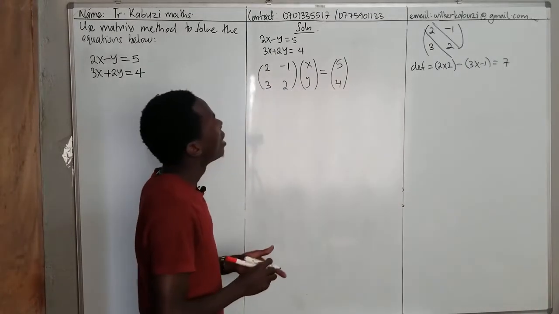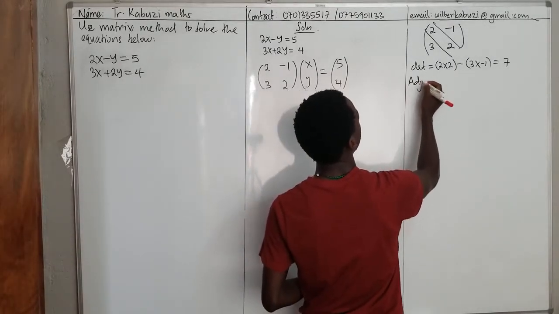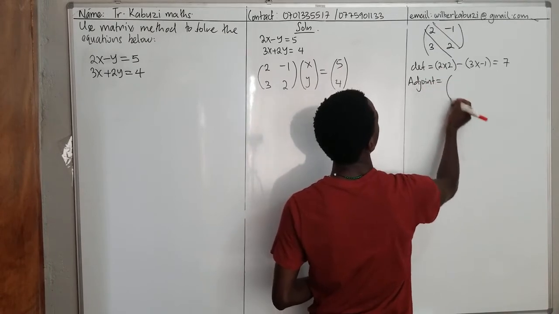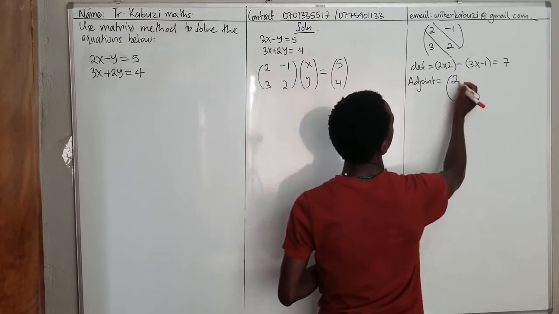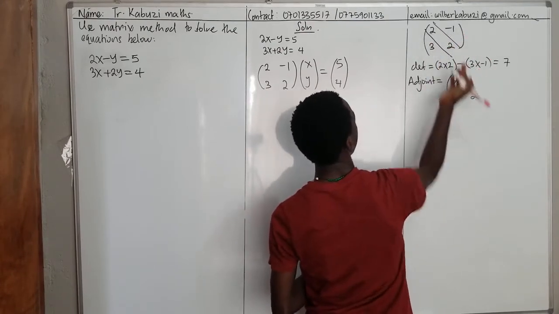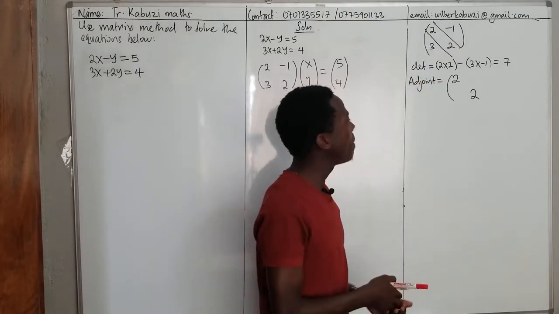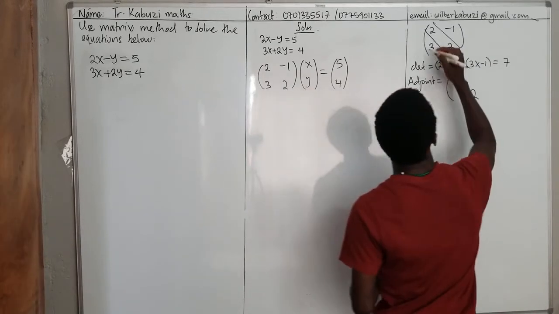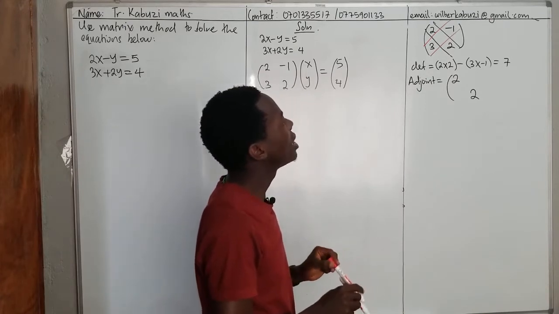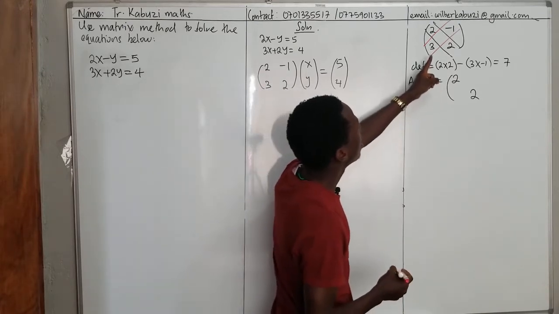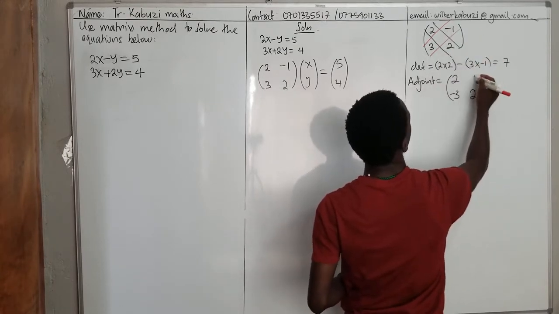Now we also get what we call the adjoint. So the adjoint of the coefficient matrix is going to be, we interchange elements in the major diagonal. So this one becomes 2, and the other goes there. And then we multiply elements in the minor diagonal, which is what we call the minor diagonal, by a -1. So if I multiply a -1, I get -3, and if I multiply a -1, I get a 1.